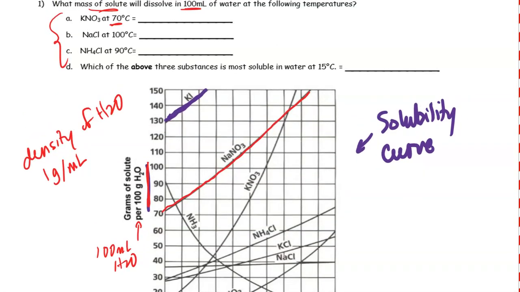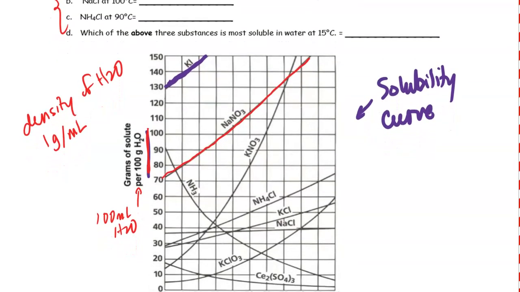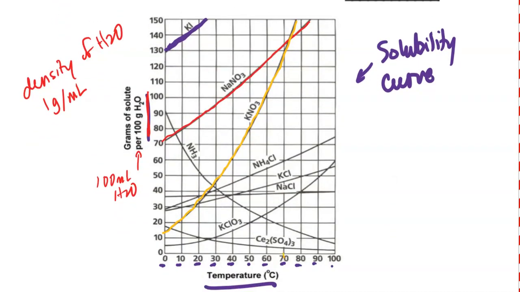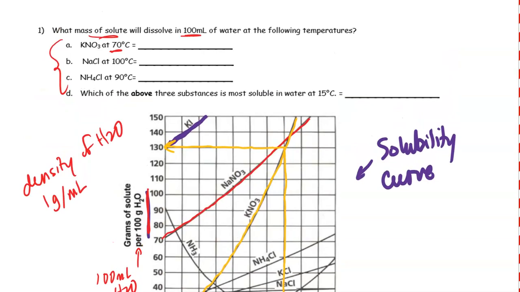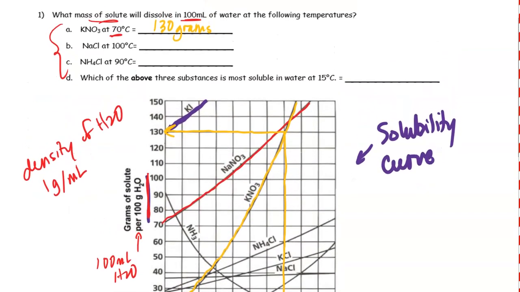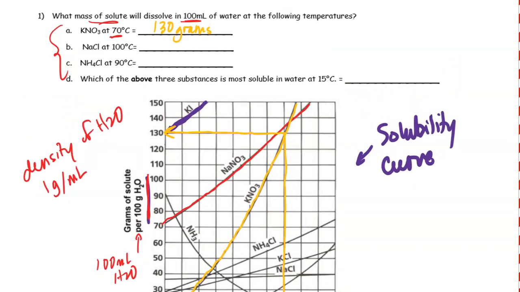But essentially, if I go ahead and find potassium nitrate, or potassium nitrate is this trace right here. Okay, and if I find 70 degrees Celsius, and that's that point on the x-axis, if I go and find the intersection and then trace over to the y-axis, then basically what this tells me is I should be able to dissolve 130 grams of potassium nitrate at 70 degrees Celsius in order to achieve a saturated solution.